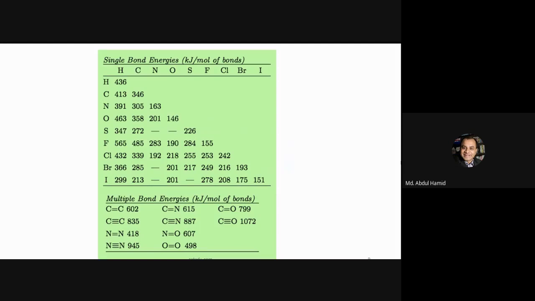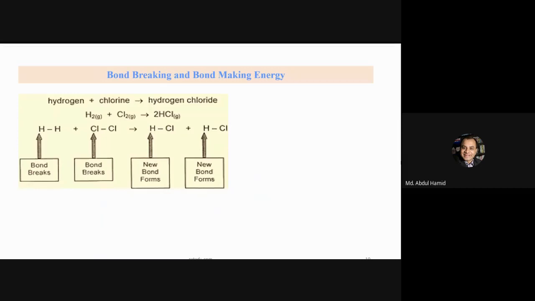You see here, single bond energies: hydrogen-hydrogen 436. What will be the bond energy of oxygen-oxygen single bond? 146. Chlorine-chlorine 242. Similarly, double bond, triple bond are given here. You have to have this data. If you have this data, you can calculate. If you look here, the hydrogen chlorine reaction making hydrogen chloride. First, the reactants are hydrogen and chlorine. First we want to calculate bond breaking energy.